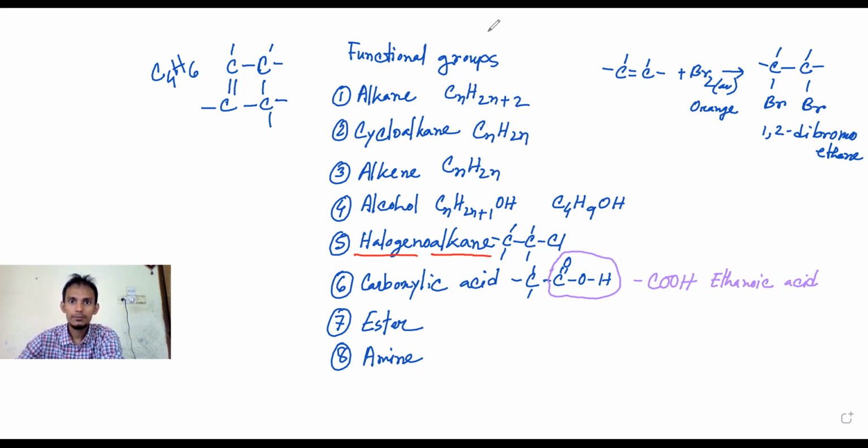Okay, another thing. Ester. How was ester? See, ester had two things that you need to understand. C double bond O, then say CH3. This is one example of ester.